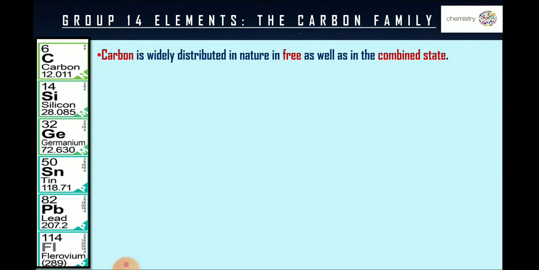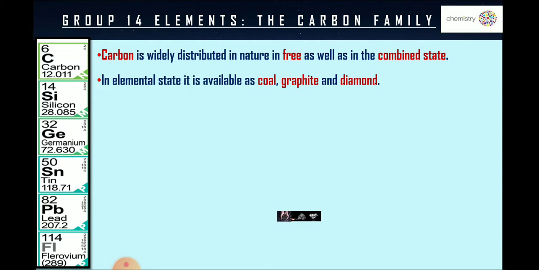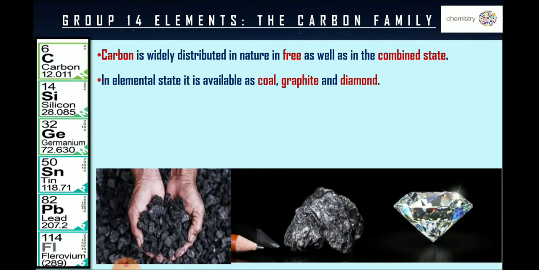First of all, carbon. Carbon is a widely distributed element in nature, and it is found in the free state as well as in the combined state. In a free state, in the elementary state, carbon is known to occur in the form of coal, charcoal, graphite, and diamond. So coal, coke, charcoal, graphite, diamond, and even fullerenes, these all are free state forms of carbon distributed in nature.